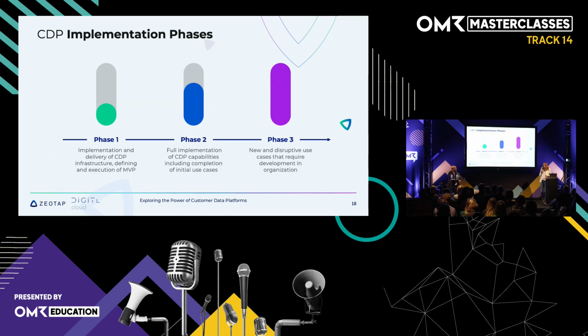When we start a CDP implementation project with the client, we split the rollout into 3 phases. Phase 1 is the focus of creating the implementation and delivery of a basic CDP infrastructure, so a basic Google Cloud infrastructure and a basic Zeotap CDP integration. Here we also want to define first use cases and execute a minimal viable product. An example of that will be given later by Stefan, where we can show you one of the cases we've done with clients. Phase 2 is the full implementation of CDP capabilities, including the completion of first use cases that you discussed in phase 1.